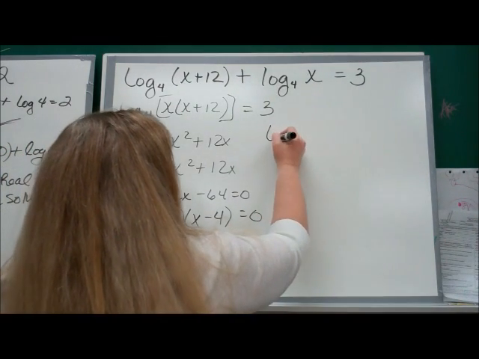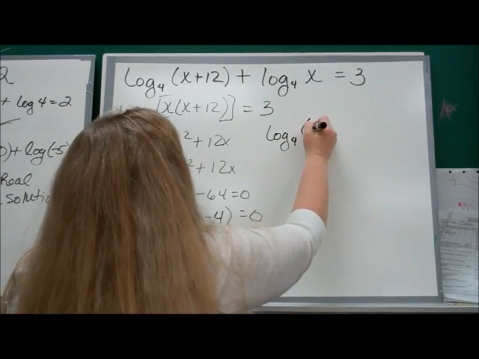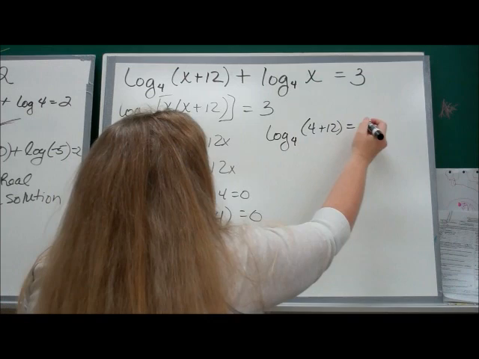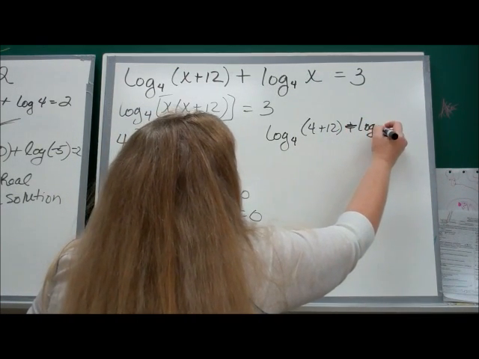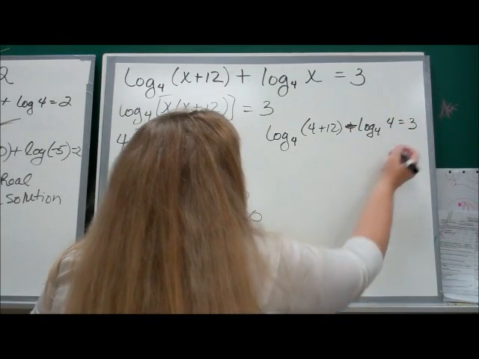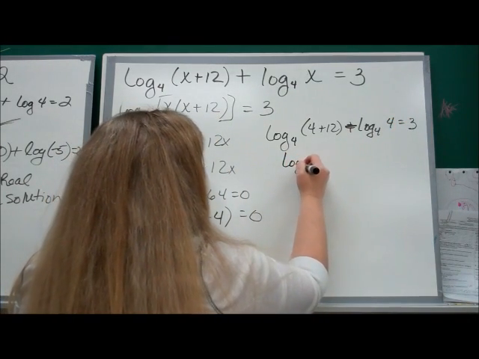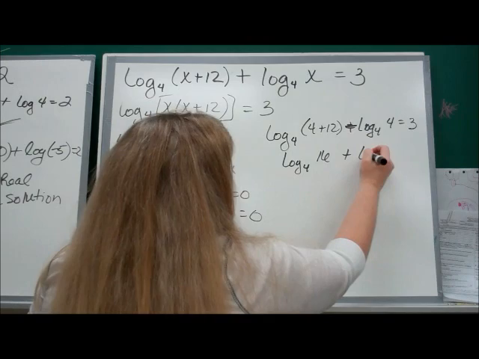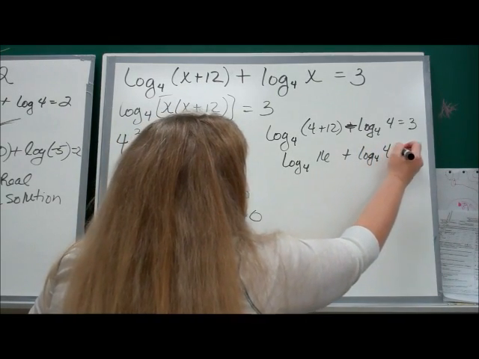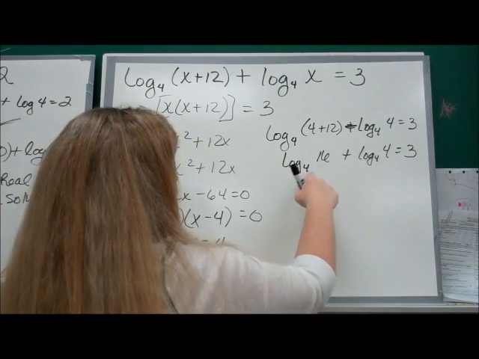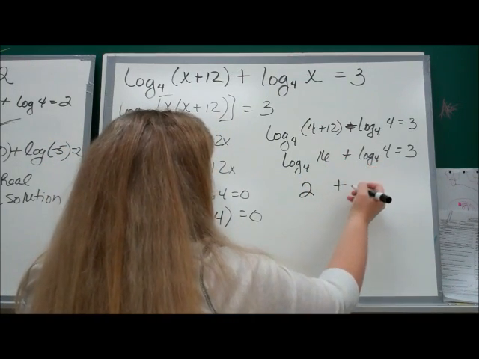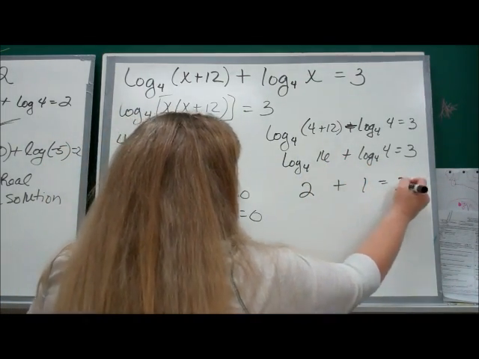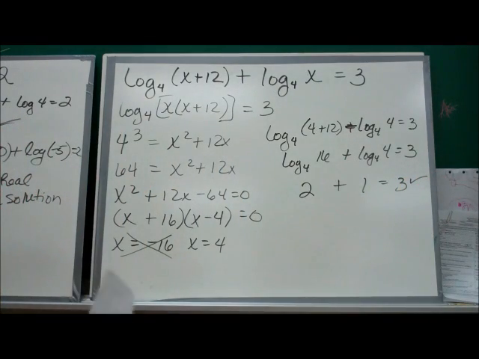So let's try it. The log base 4 of 4 plus 12, plus the log base 4 of 4, does that equal 3? Well, log base 4 of 16 plus the log base 4 of 4. 4 to the second power is 16, so that's 2. 4 to the first power is 4, so that's 1. Check, it does work.